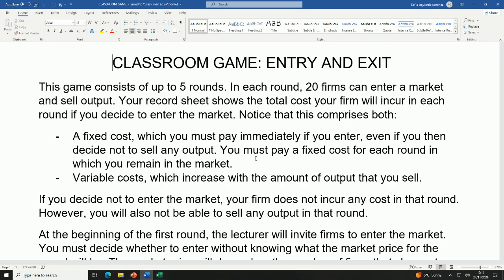Once we finish round 1, I will again announce how many firms enter the market for round 2. If you have entered the market for round 1, it doesn't mean that you have to enter for round 2. You may decide to be out of the market for that round. And then you put the sign up again if you enter the market in round 2. I will announce the price, and then you will decide how much output to produce. We will do it 5 times, and then we will see the results, and we will explain perfect competition from there.